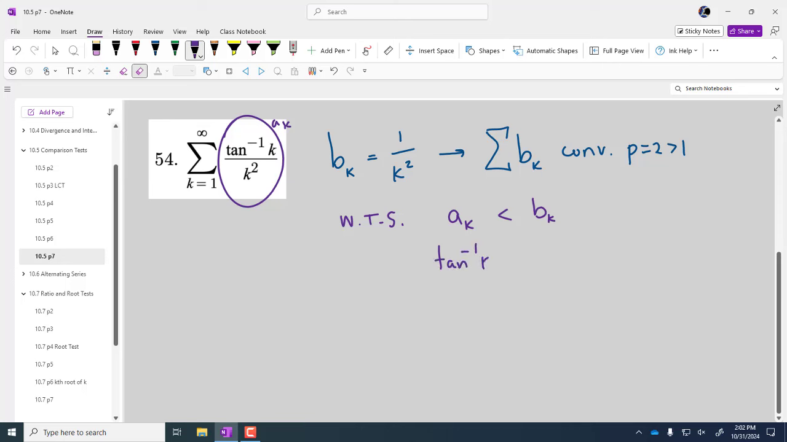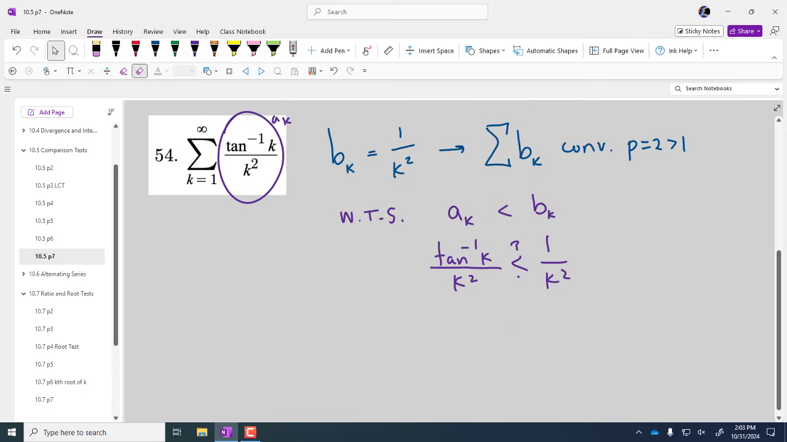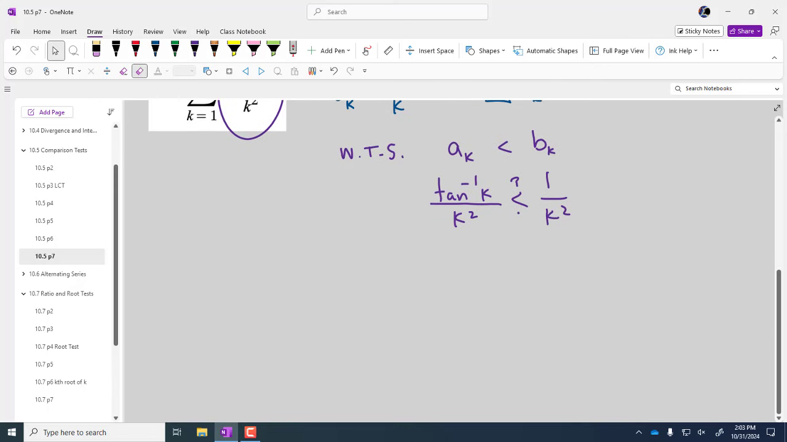So inverse tangent divided by k squared, is that smaller than 1 over k squared? Don't the k squareds just cancel? Yep. And so we get inverse tan of k. Is that less than 1? Not always. So that's false. That means the direct comparison doesn't work, so we go to the limit comparison.